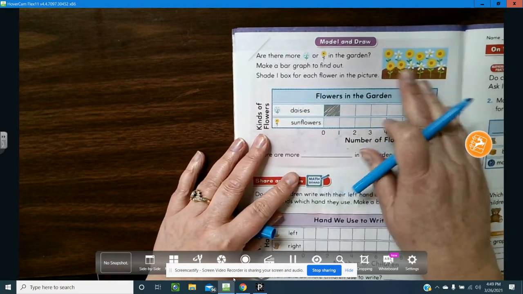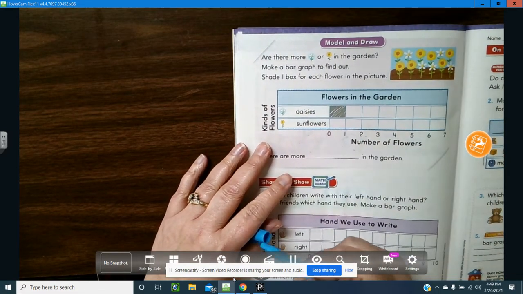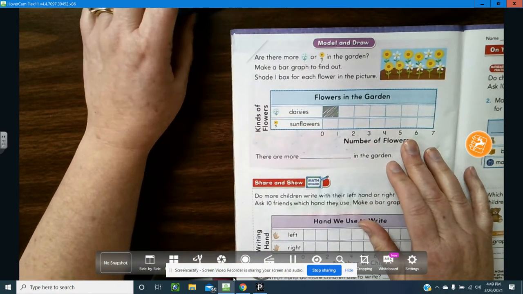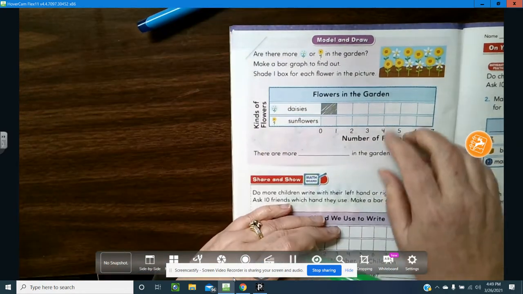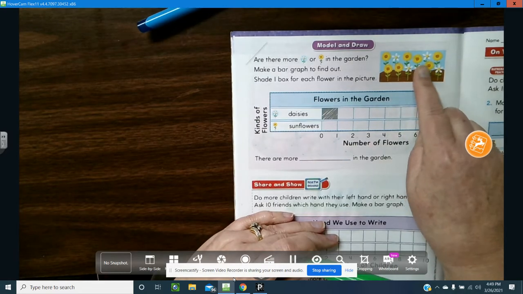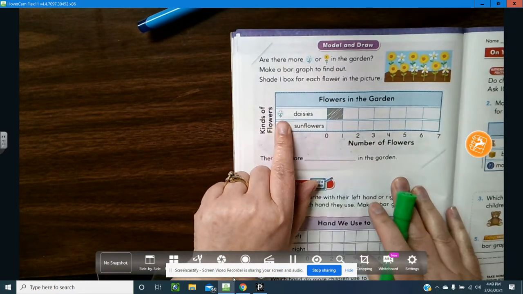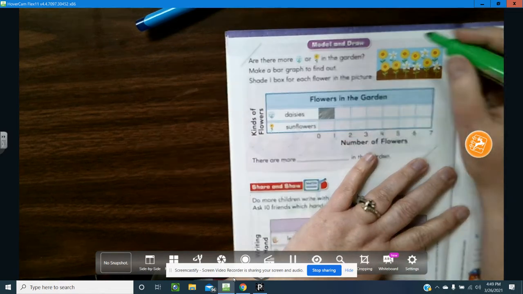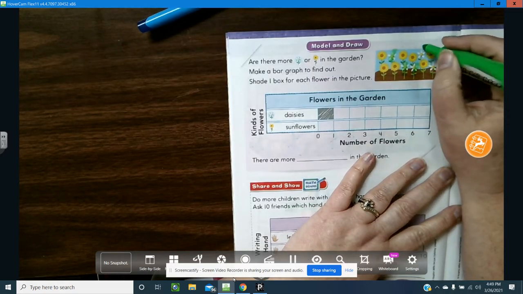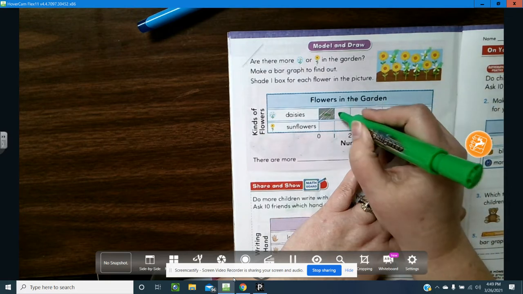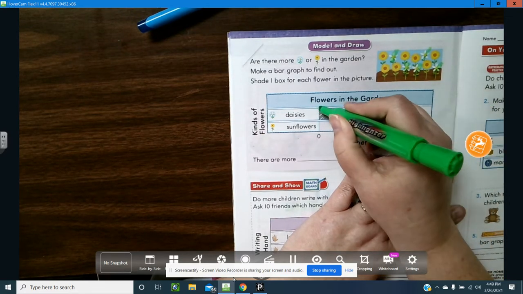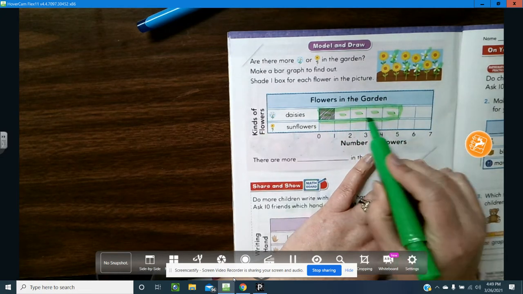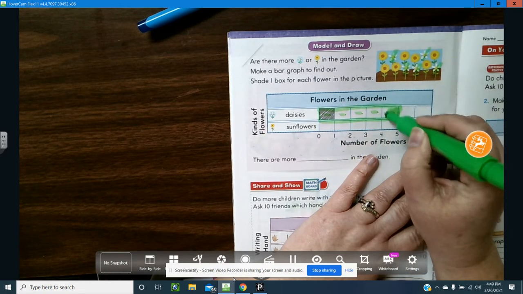Same kind of thing. This time we have a garden up here. It says make a bar graph to find out. Shade 1 box for each flower in the picture. So I've got some sunflowers and some daisies. The first one down here says daisies. So we're going to mark our daisies and then make our bar graph. 1, 2, 3, 4, 5. 5 daisies. I'm going to draw my bar. And then I'm just going to color it in.